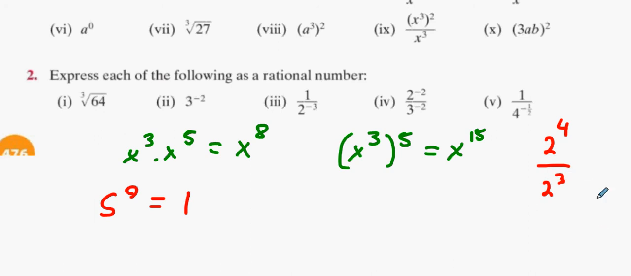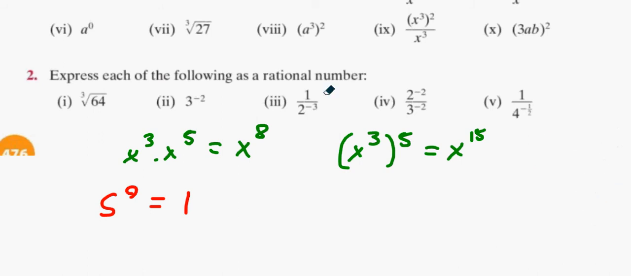You take away them, don't you? Because there's essentially 4 of them on top. There's 3 of them on the bottom. And when you say cancel them out, you're actually turning them into 1. So how many 2's are left on top? 1 of them. Now, this brings you back to the power of 0 business.